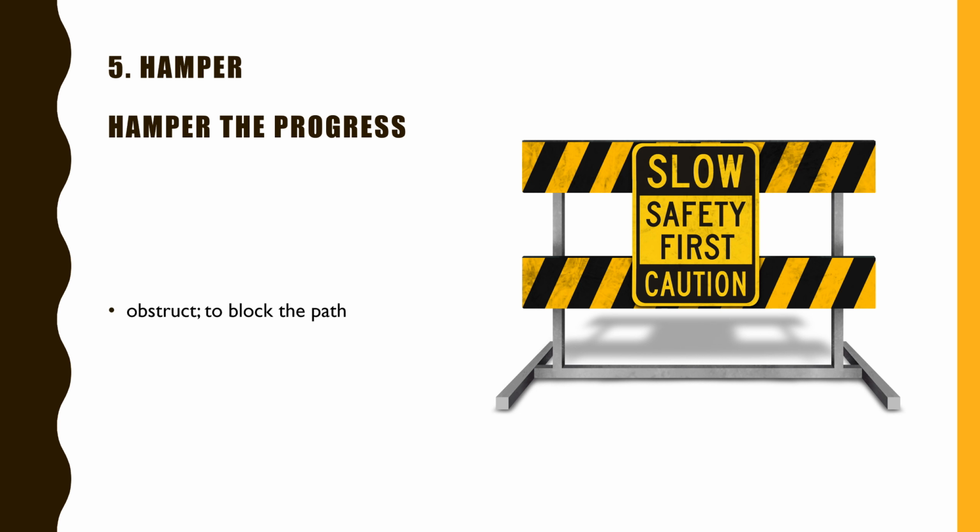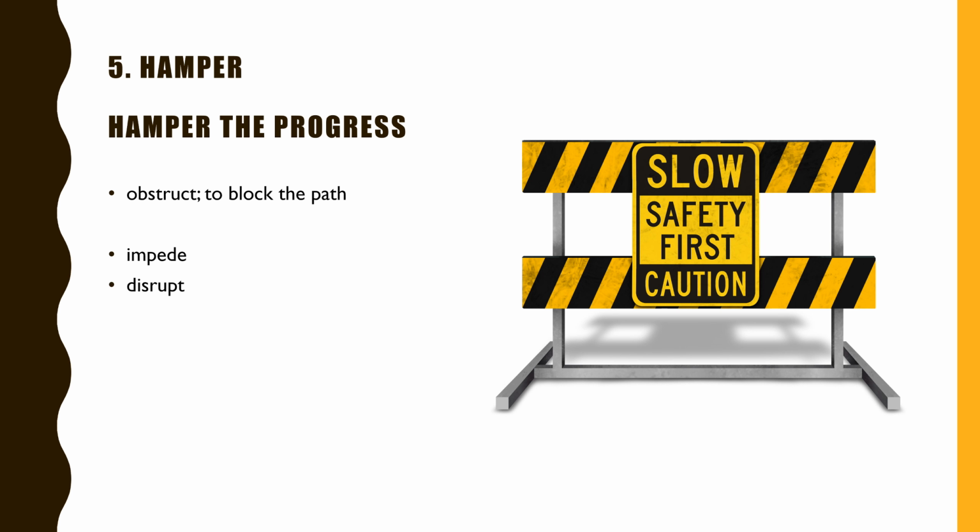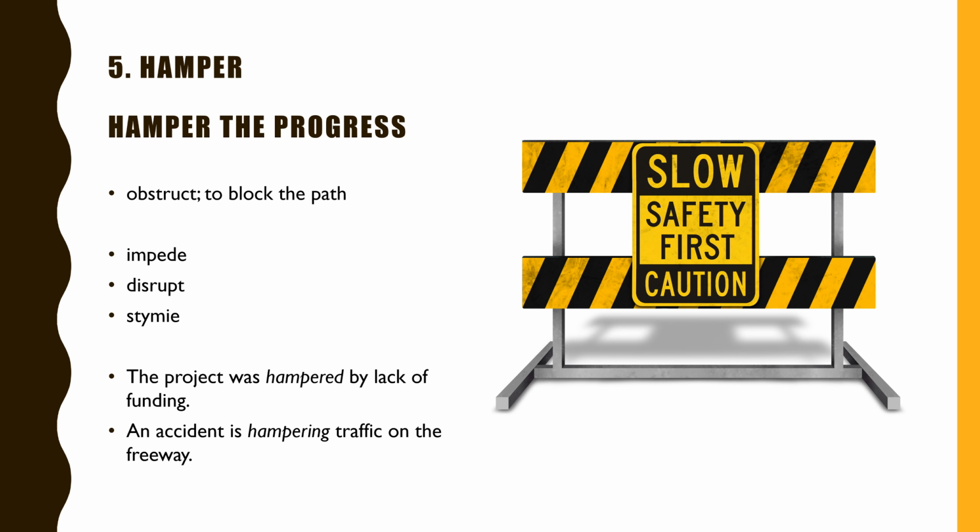Hamper. Hamper the progress. To hamper means to obstruct or to block the path. So it is a synonym to impede or disrupt or stymie. These are some other words that all mean kind of getting in your way and kind of slowing down your progress. We would see a sentence like this: the project was hampered by lack of funding. Maybe the city had a big project for construction, but there wasn't enough money, so then the project was hampered. It was slowed down. The accident is hampering traffic on the freeway. There's a car accident that is blocking everybody else, then it's hampering the traffic.